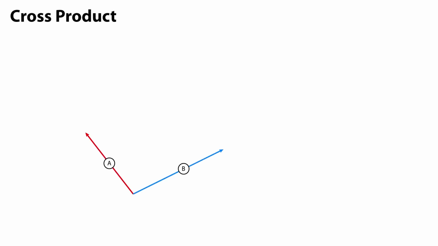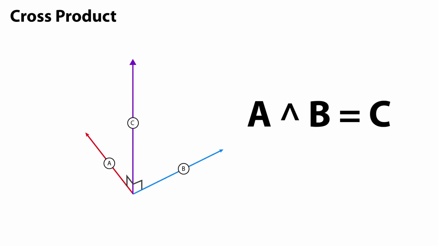The cross product is a different way of combining two vectors. Instead of producing a scalar, a single value, the cross product produces another vector, specifically a vector that is perpendicular to the original two. For example, if we took vector a and vector b and crossed them, then the product would be vector c, one that is perpendicular to a and b. This is mathematically denoted by the caret symbol, the up arrow shown here.